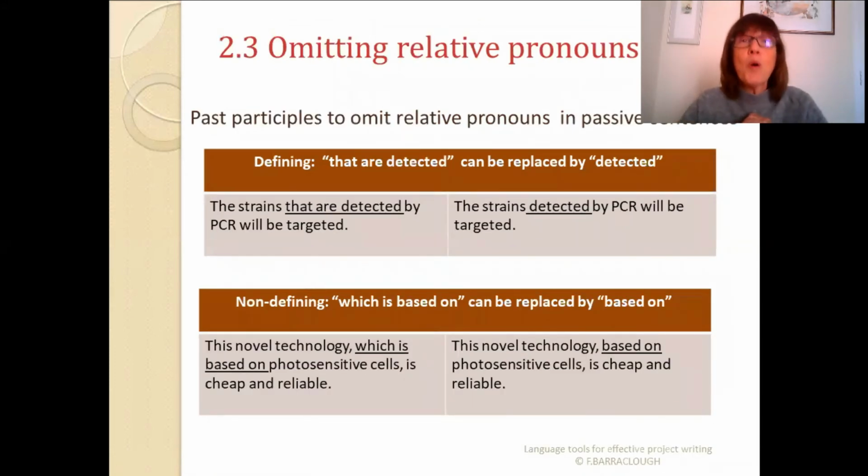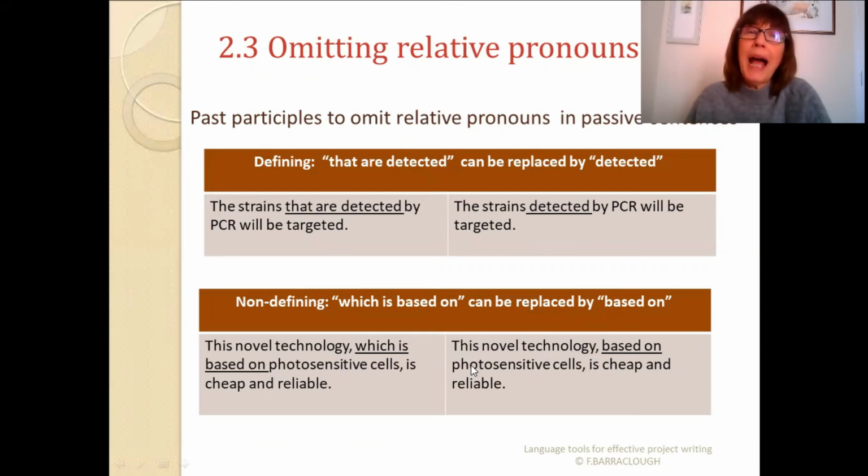And here are some more examples in passive sentences where we can replace the relative pronoun by just using the past participle. The strains that are detected by PCR will be targeted. The strains detected by PCR will be targeted. And non-defining, again, it's exactly the same. Just remember to include the comma. This novel technology, which is based on photosensitive cells, is cheap and reliable. This novel technology based on photosensitive cells is cheap and reliable.